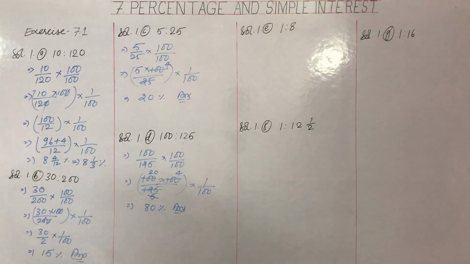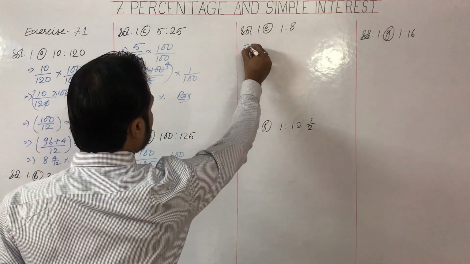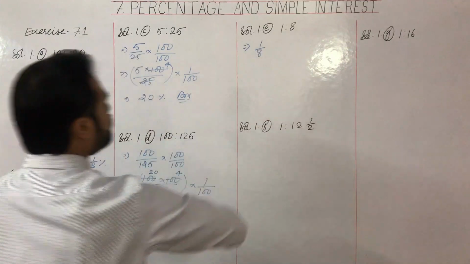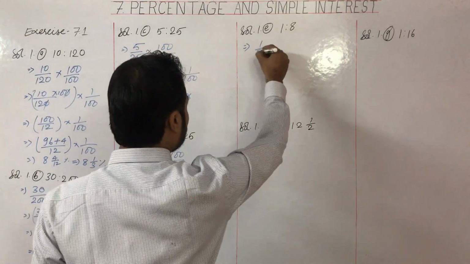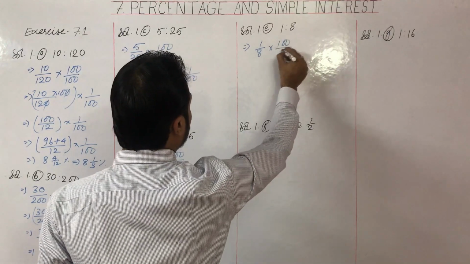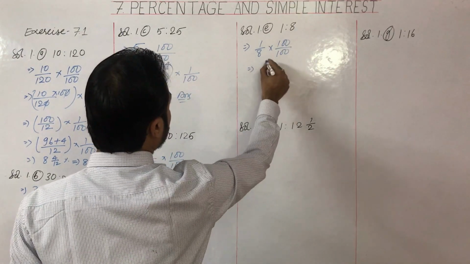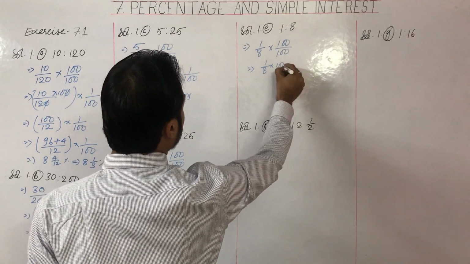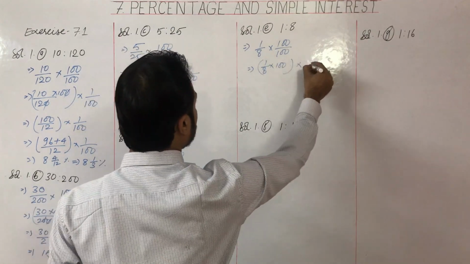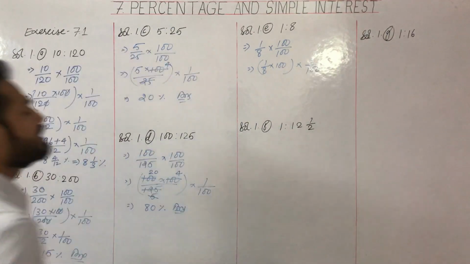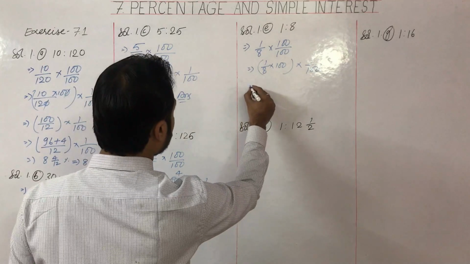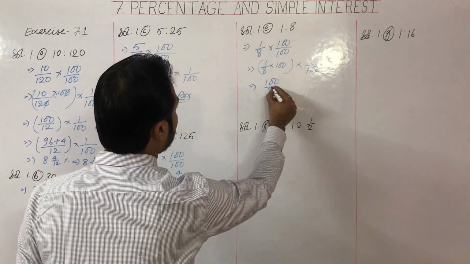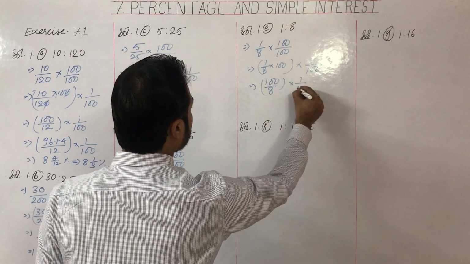Next, 1 is to 8. In 1 is to 8, again we have to write in the fractional form first, 1 by 8, then multiply this fraction by 100 by 100. In the next step, 1 by 8 into 100 into 1 by 100, like this. And 100 by 8 is to be reduced in the lowest form. So 100 by 8 into 1 by 100.